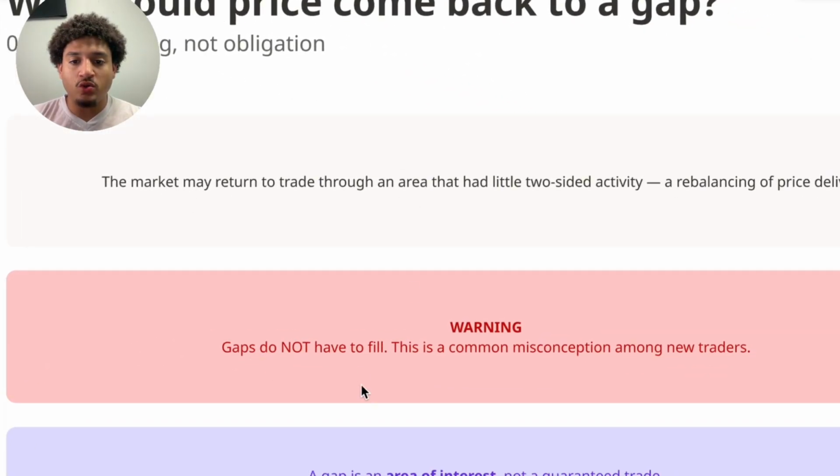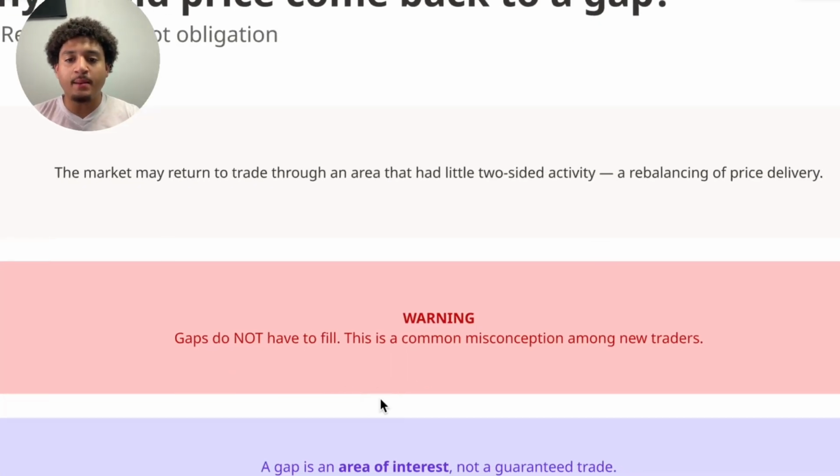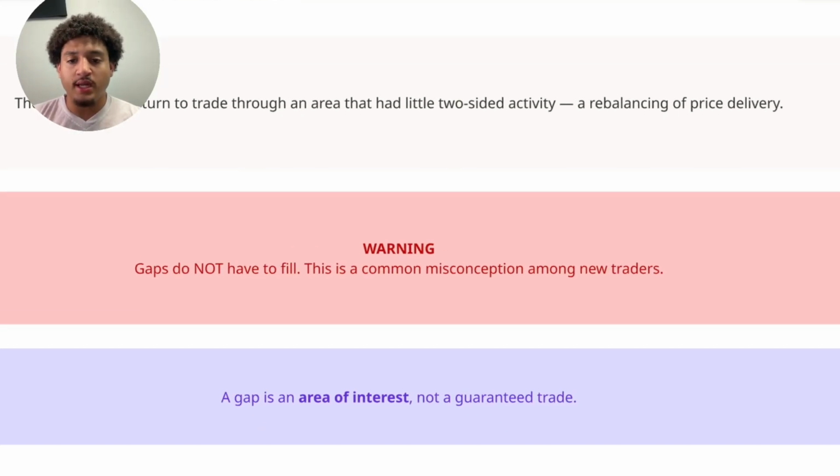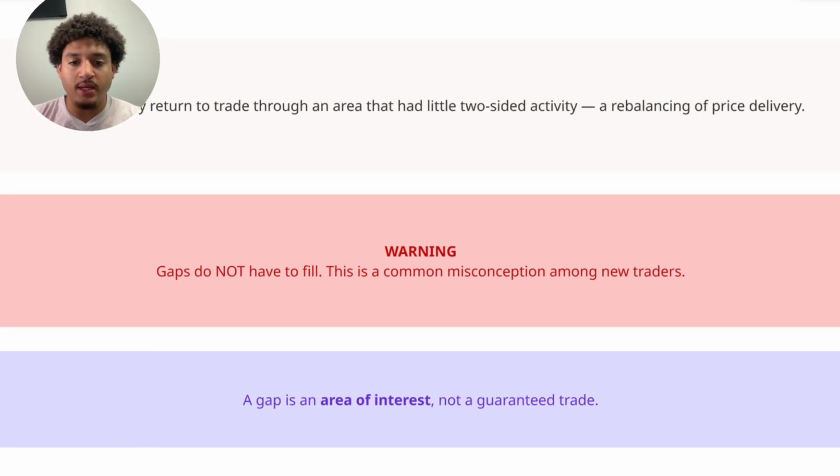So warning, gaps do not have to fill. This is a common misconception among traders. Gaps are created in the market all day long, constantly, on every time frame, and just because there's a gap created does not mean price has to come back to these gaps and do what we want it to do, which is reject off and continue going in our direction, whether that's up or down. A gap is an area of interest, not a guaranteed trade. Once again, just because a gap is created does not mean there's going to be a guaranteed trade, which is okay.